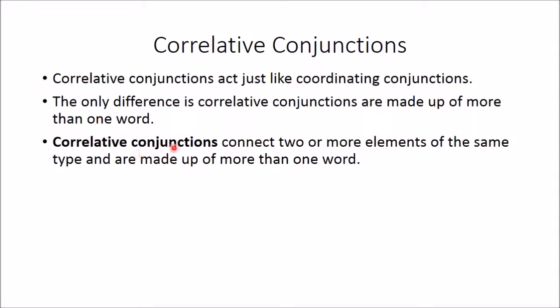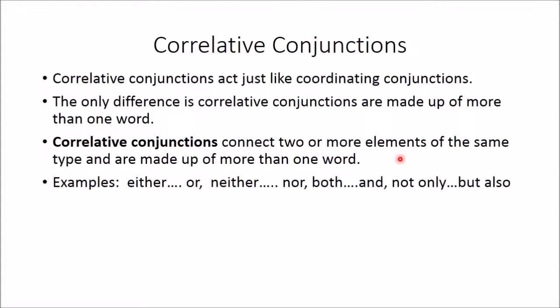So correlative conjunctions also connect two or more elements of the same type, like two or more words, phrases, or clauses, but they are made up of more than one word. This here is the definition of correlative conjunctions. And so here are some examples. You're going to have things like either/or, neither/nor, both/and, not only/but also. These are just some examples of correlative conjunctions. And here's how they work.